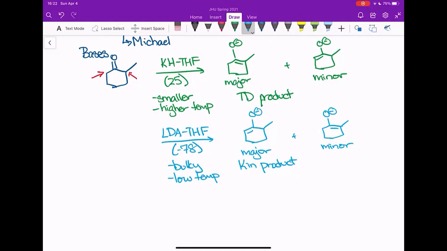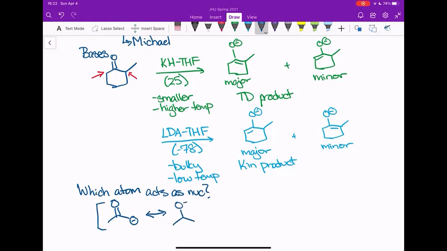All right. And then one more aspect of enolates that we should consider is which atom acts as the nucleophile. So when we have our enolate, we can draw two resonance forms for it. So first we have this one where we just deprotonated on that alpha position, but we can also draw a resonance structure to send these electrons up into our oxygen.